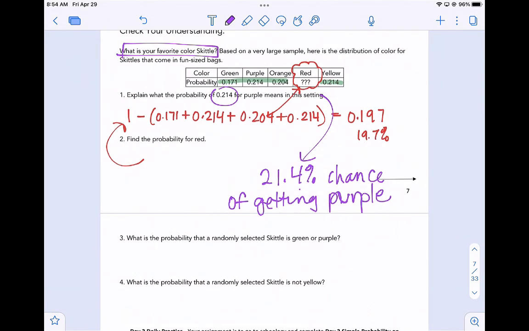What is the probability that a randomly selected Skittle is green or purple? So we can add those together. We know purple is 0.214, green is 0.214. Nope, that was purple. Green is 0.171. So the probability of green or purple is 0.385 or 38.5%.